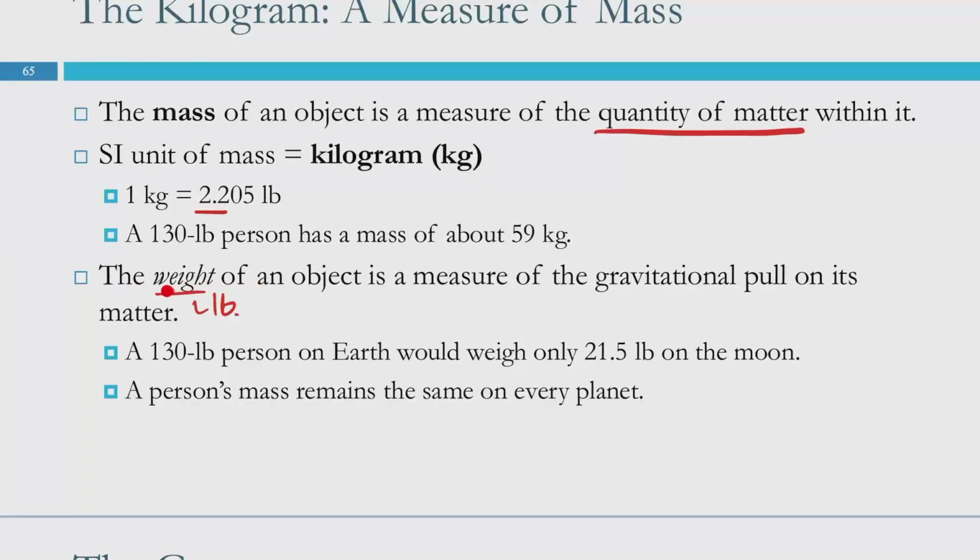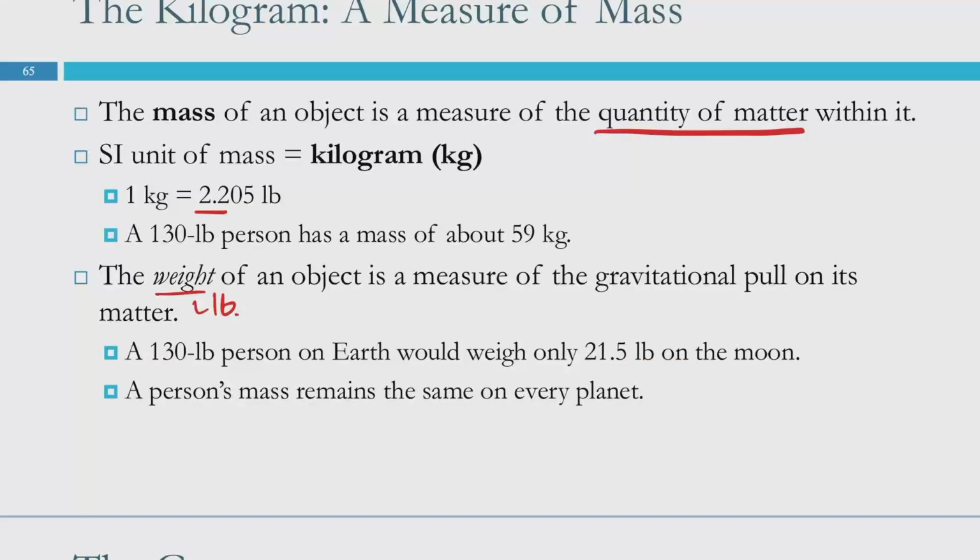Weight also depends on where you are, right, because of the gravitational pull. So if you send a 130-pound person from Earth to the moon, it's the most expensive, fastest miracle weight loss program you've ever seen. Now they only weigh 21.5 pounds. And it only costs millions of dollars, right, if we wanted to do that.